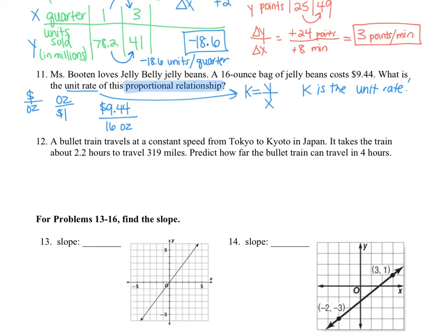So this is a unit rate, so we want the denominator to be 1 unit. We need to divide both the numerator and denominator by the same number to get an equivalent fraction. We're going to divide by 16 because the denominator is 16, and 16 divided by 16 gives us 1 ounce. So we can figure out how much 1 ounce is by doing $9.44 divided by 16, which is 59 cents. So the unit rate, you can write like that or say 59 cents per ounce. And that's the unit rate.